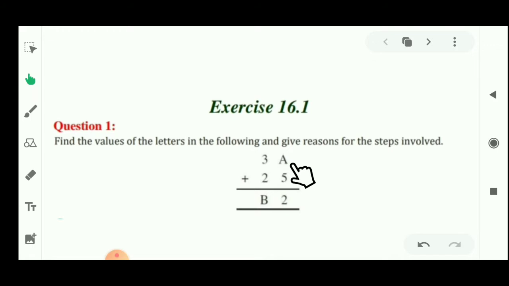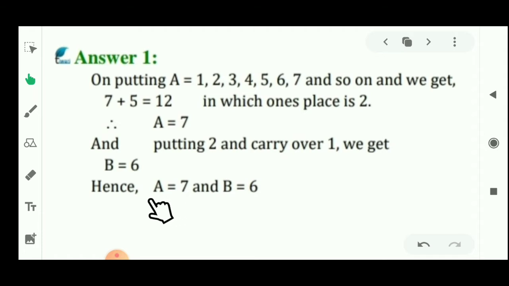Similarly, if we put 7 here, that means 7 plus 5, that means 12. 12 means 2 should be written here and 1 should be here as a carry. That means 1 plus 3, that means 4, and 4 plus 2 means 6. So B's value will be 6 and similarly A's value will be 7. So according to the solution, what will be the value of A? 7. And what will be the value of B? 6. I hope now you are able to solve question number 1.